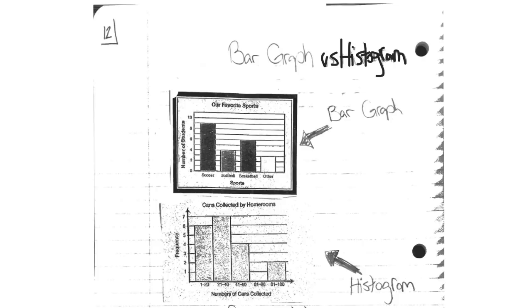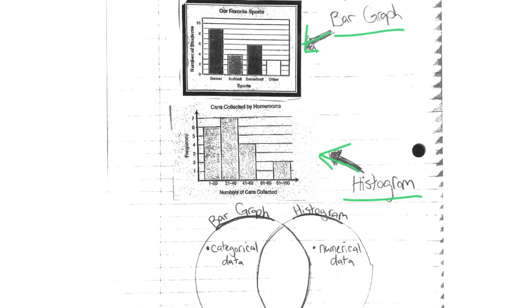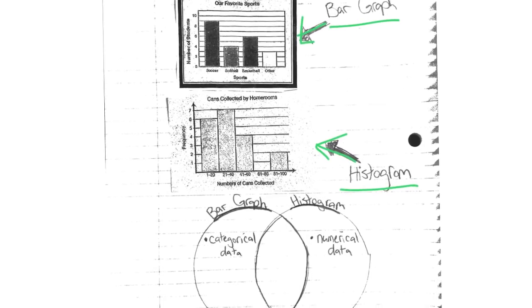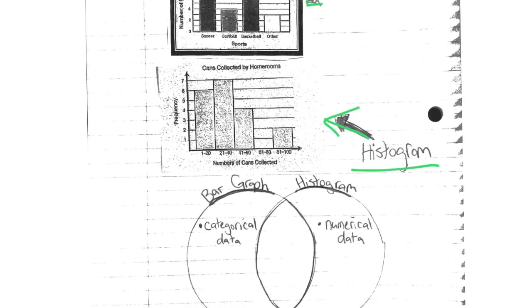You'll see that the bottom one down here is a histogram, and your top one is your bar graph. But what's the difference between the two? What makes them unique? Notice a couple of things about those two images. Now down below, we're going to take what we're seeing up there and put that into a Venn diagram. So we're going to see if we can point out the things.